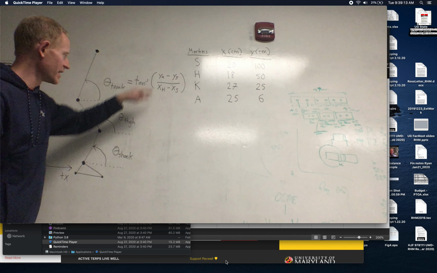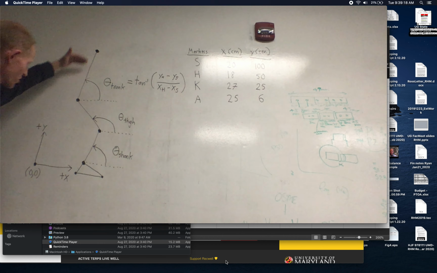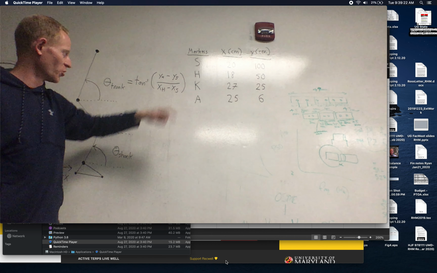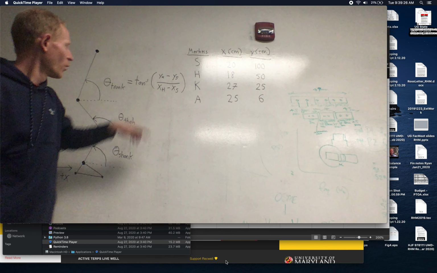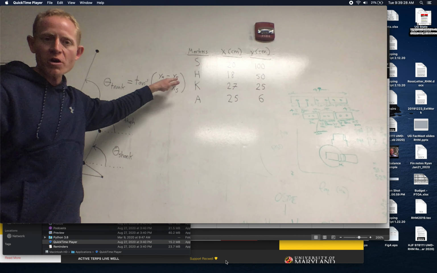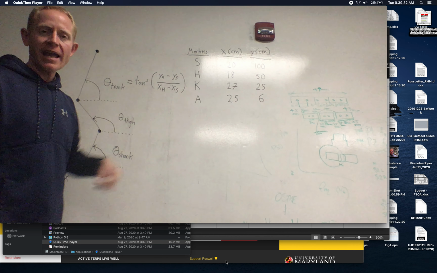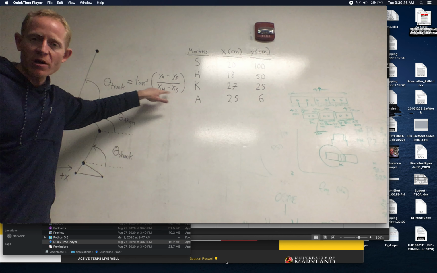Here I did hip minus shoulder. It's hip and shoulder because those are the two joints that comprise the trunk here. So that's why it's hip and shoulder and not hip and knee or knee and ankle or something like that. But why did I do hip minus shoulder? I just did. It's arbitrary. You could do shoulder minus hip and you'd get the same answer as long as you also did shoulder minus hip here on the bottom.